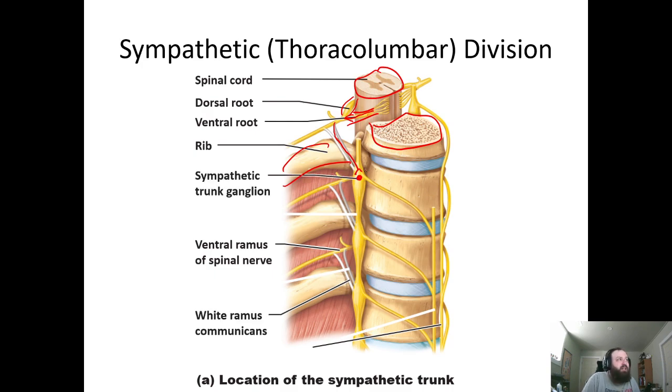This is called the sympathetic trunk ganglion. And the axon will then go back into the anterior ramus. And this happens all the way along the spinal cord. So for each level of the spinal cord, you're going to have one corresponding trunk ganglion in which all the preganglionic neurons from that level are synapsing with the postganglionic neurons at that level.